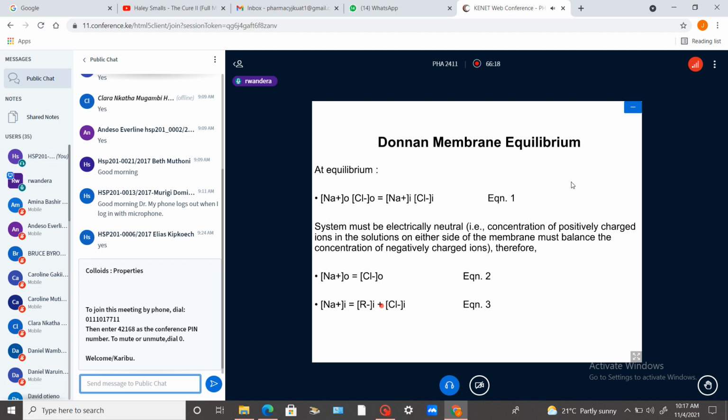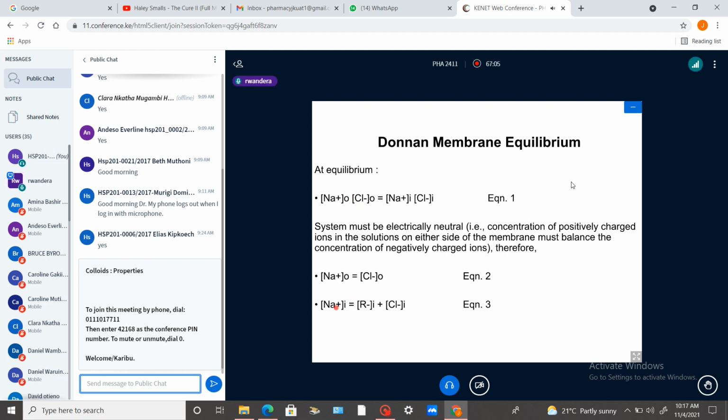So you have three sets of equations: equation 1, equation 2, and equation 3. You can take equation 2 and equation 3 and substitute them in equation 1. Because here, sodium ions are equal to chloride ions on the outside, you can take equation 2 and substitute it on this part. So instead of having sodium on the outside, you have chloride on the outside, so you'll have the chloride ion concentration squared there.